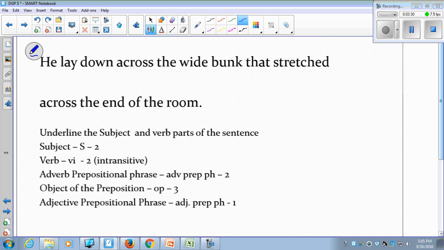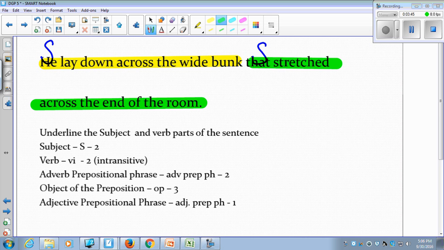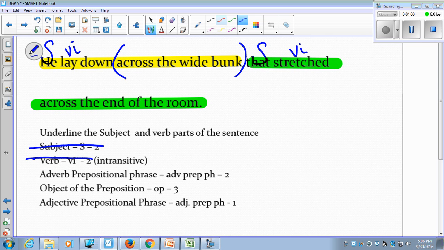I already told you in yesterday's slide, the slide you just saw a minute ago, that he and that are the subjects. We have two sentences here. He lay down across the wide bunk, and that stretched across the end of the room. So those are your two sentences we're working with. So two subjects, two verbs. Lay is a verb. It is intransitive because we do not have a direct object, so we will cross that out. And then you already have your prepositional phrases labeled from the last slide. The trick here is to label them either adverbs or adjectives. Many people think, since we had an adjective here, that this is an adjective prepositional phrase, but it is not.